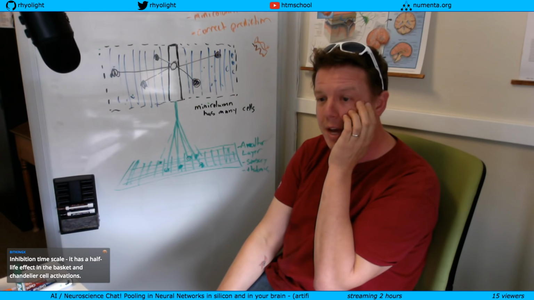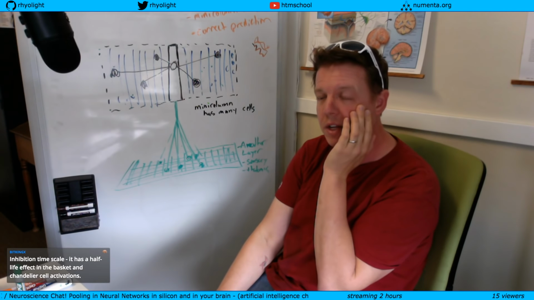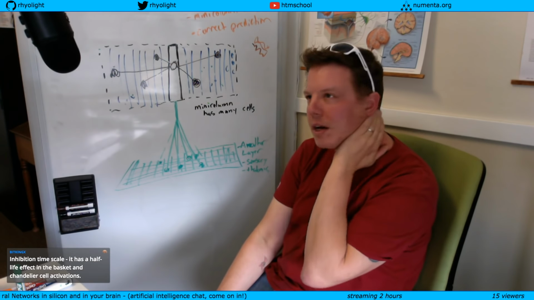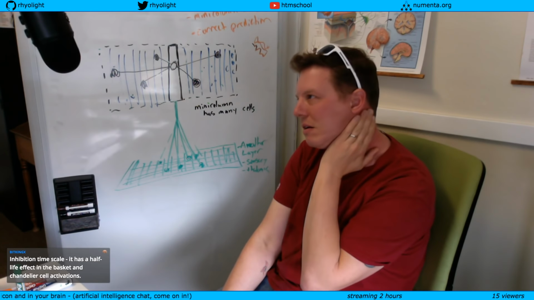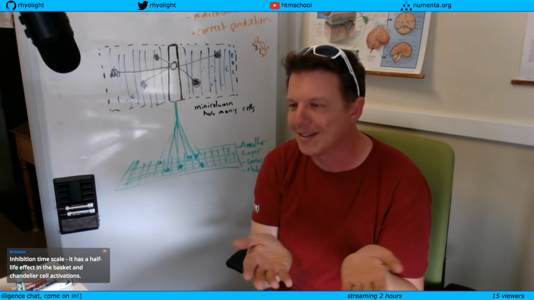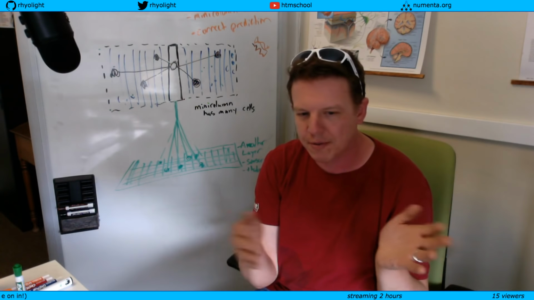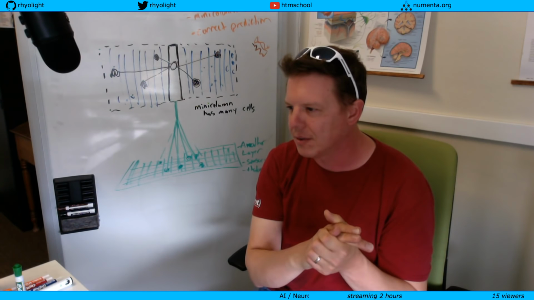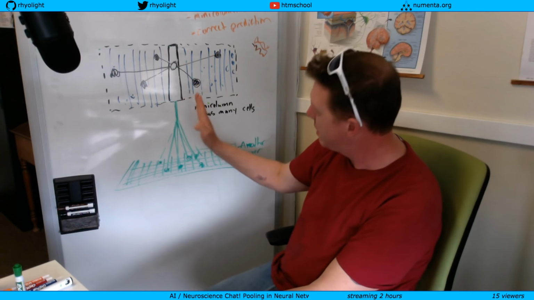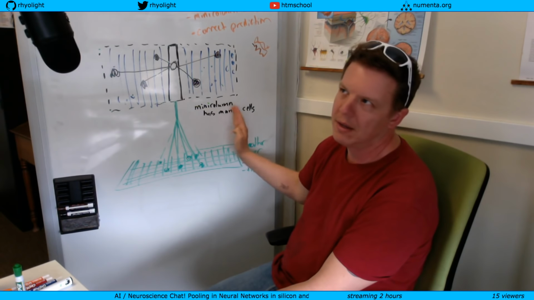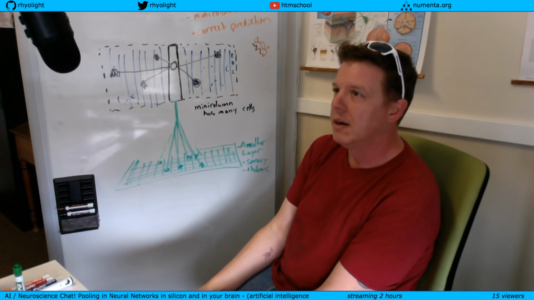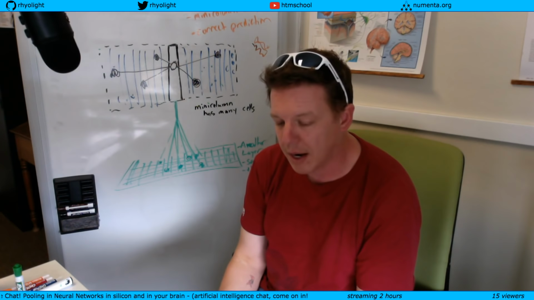The inhibition timescale has a half-life effect in the basket and chandelier cell activations. Yeah, I can see that. I don't think we model that, but I can see that happening. I'm not sure how. That's one of those questions: how strongly do you model these things? We could add a whole procedure for adding that sort of half-life inhibition effect over each time step, instead of applying it every time step and not letting it move onward. That might increase the accuracy of things. It might, I don't know. I don't think that I know of we've ever tried that.